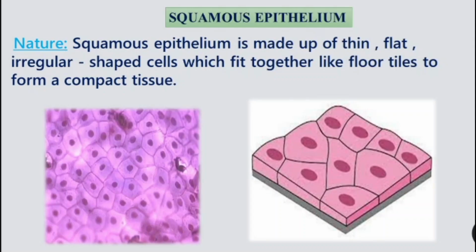The first one, squamous epithelium. A squamous epithelium is made up of thin, flat, irregular shaped cells which fit together like floor tiles to form a compact tissue. Yes, it looks like a compact tissue, and it is made up of very thin, flat, irregular shaped cells that fit to one another like floor tiles.